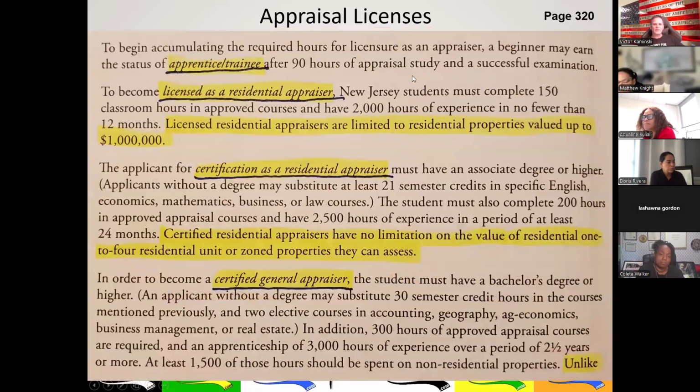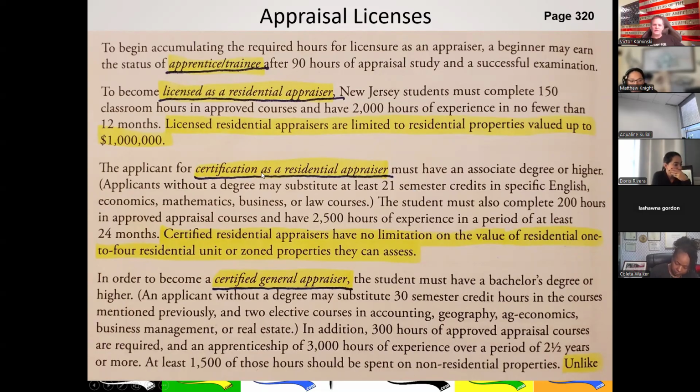Okay, so anyway, the appraiser apprentice and trainee: you could become an apprentice trainee appraiser after 90 hours. Once again, then you could graduate to become a licensed residential appraiser after 150 hours more class and 2,000 hours of experience as an apprentice. Then you could move on to become a certified residential appraiser. You've got to have a college degree or some classes here and have 2,500 hours of experience in 2 years.